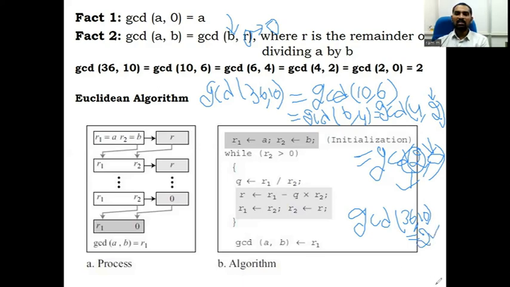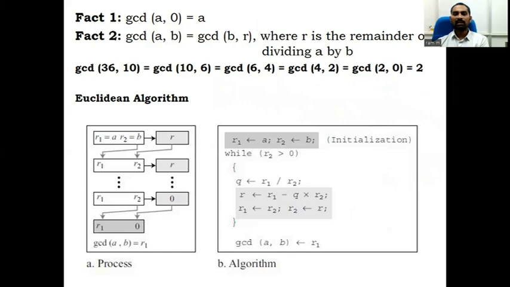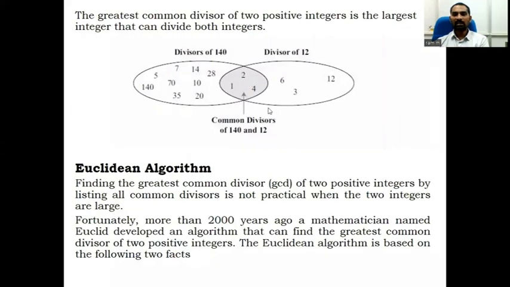Now let us find whether 2 is the greatest common divisor of 36 and 10. Because these two are small numbers, by using our previous approach, that is finding all the divisors of 36 and all the divisors of 10, let us check. So the same way, let us consider the two values. Let us take 36 here and 10 here.